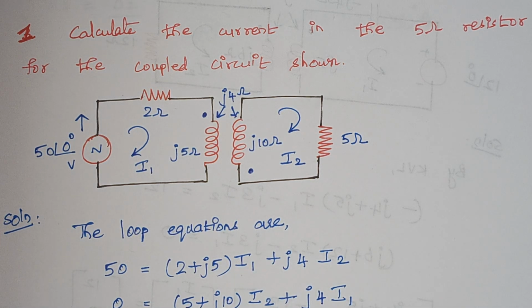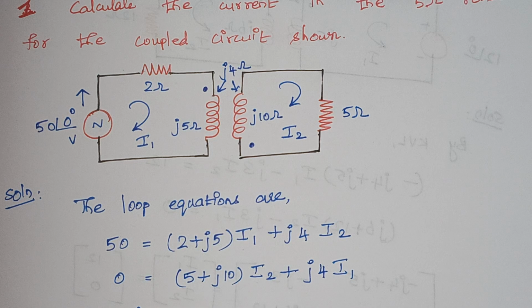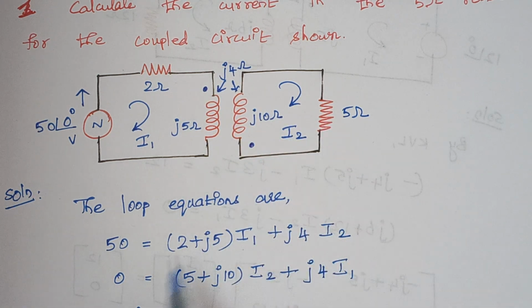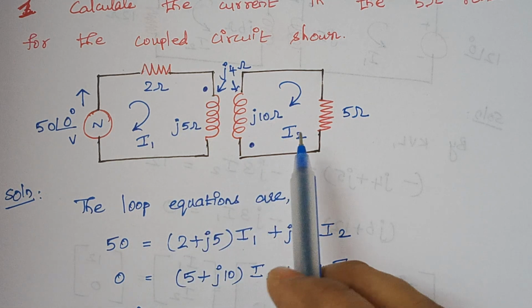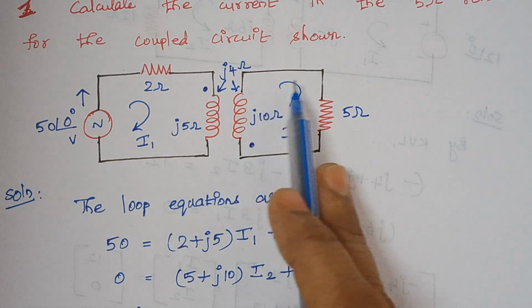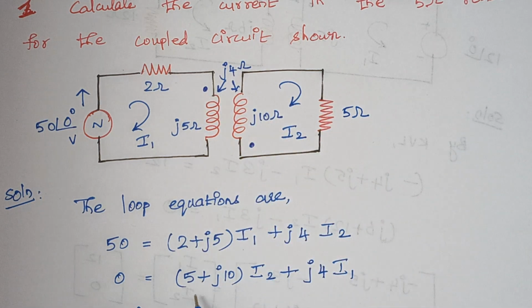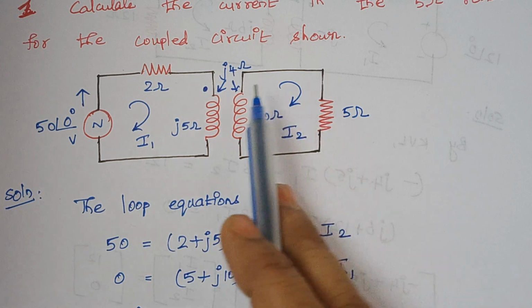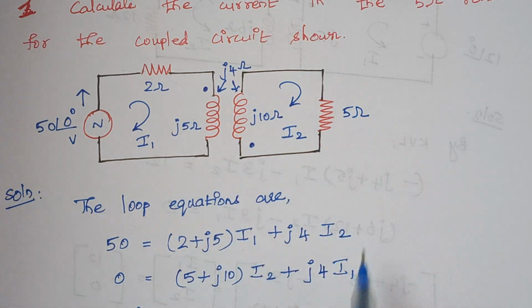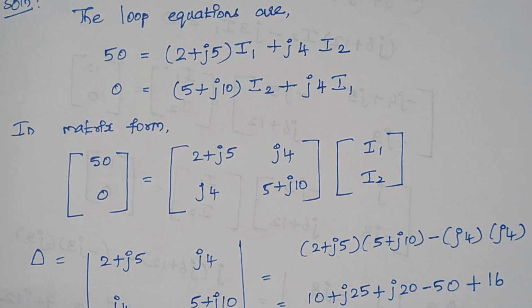Now we move to the second loop. The second loop doesn't have any sources here. Therefore, it is 0. And again, the voltage drop is (5 plus J10) into I2, the current that flows here. And again, due to mutual inductance, we have plus J4 due to the current I1. So, plus J4 I1.